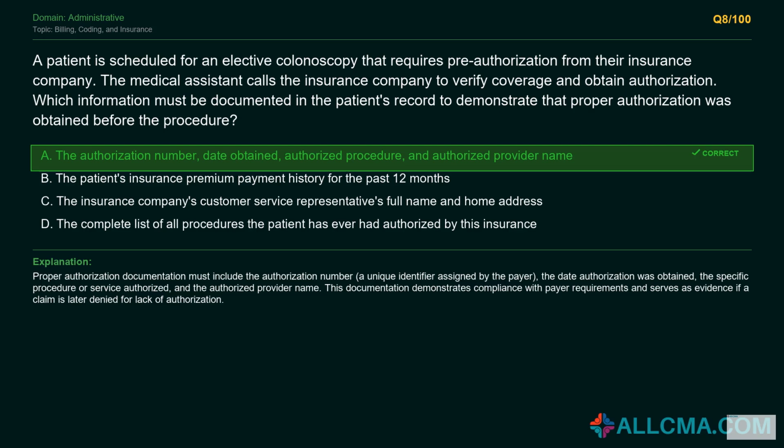Proper authorization documentation must include the authorization number, a unique identifier assigned by the payer, the date authorization was obtained, the specific procedure or service authorized, and the authorized provider name. This documentation demonstrates compliance with payer requirements and serves as evidence if a claim is later denied for lack of authorization.